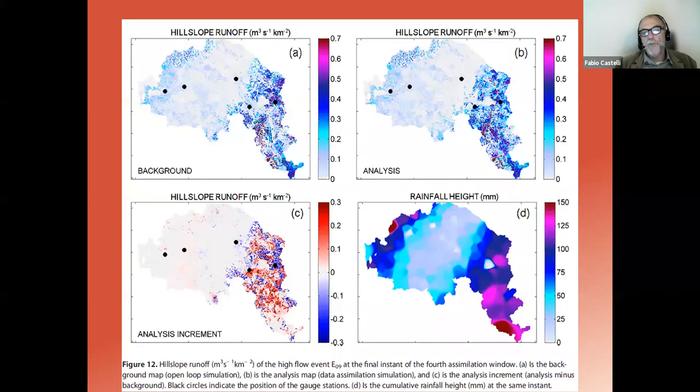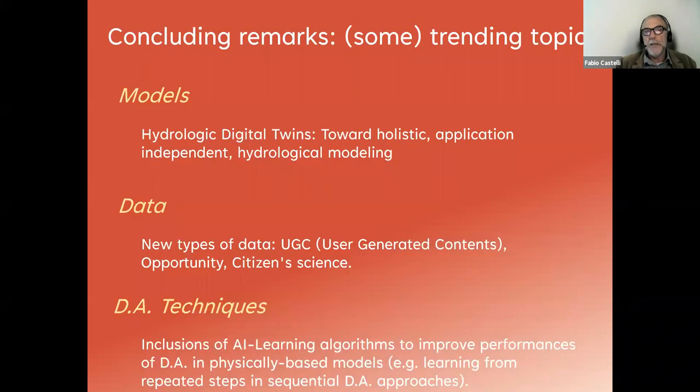Okay, this is an example of the sort of analysis of the hill slope runoff that you can get with that mixed technique I mentioned. Again, still assimilating only river observations in these points. That is, through this type of quite advanced variational and Monte Carlo assimilation together, we can use this point observation to improve the estimation of a quite distributed field like the hill slope runoff production. Okay, I think I'm about finished. I still have 1 minute.